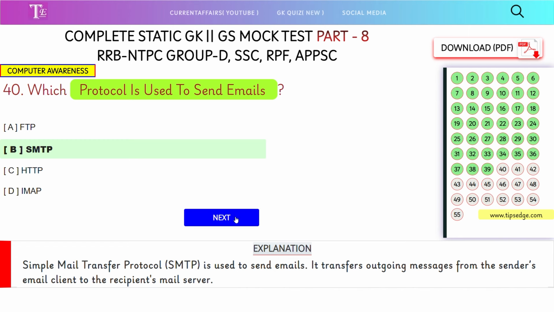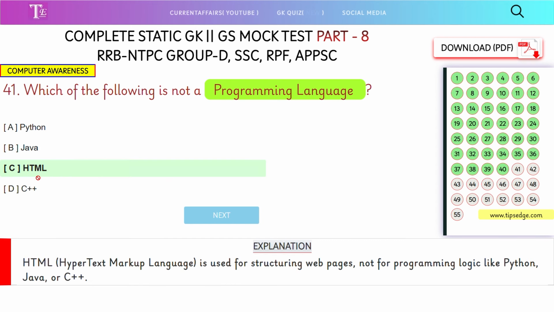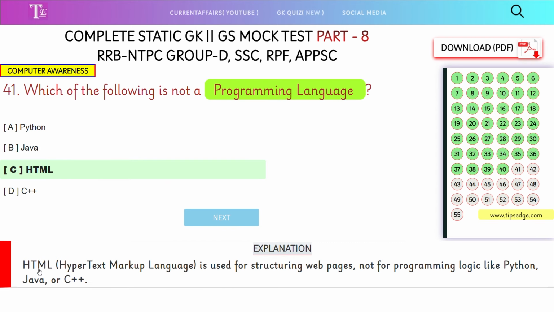Now moving to the 41st question. Which of the following is not a programming language? Answer: HTML. HTML, also called Hypertext Markup Language, is used for structuring web pages, not for programming logic like Python, Java or C++.